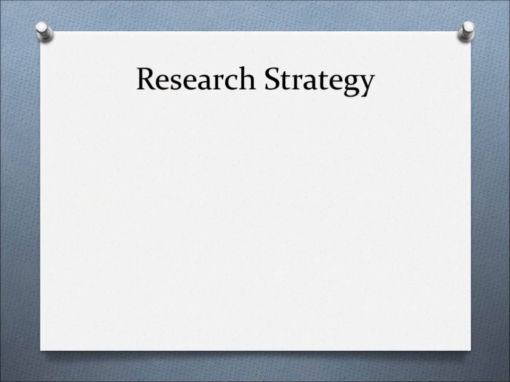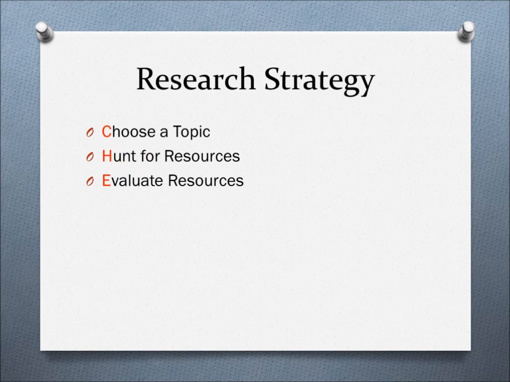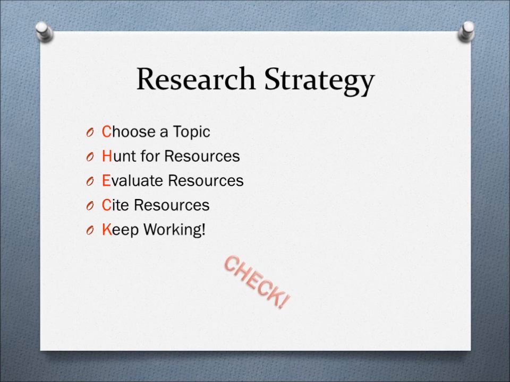Today you have learned about a 5-point research strategy for research. Choose a topic. Hunt for resources. Evaluate resources. Cite resources. Keep working. So remember to check your sources as you continue your research. Choose, hunt, evaluate, cite, and most of all, keep working.